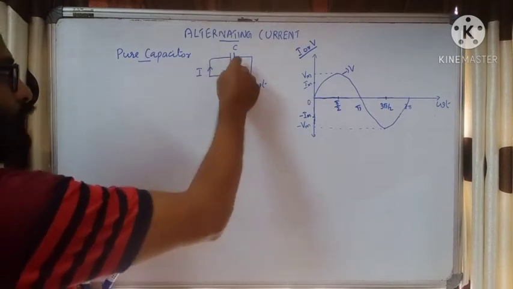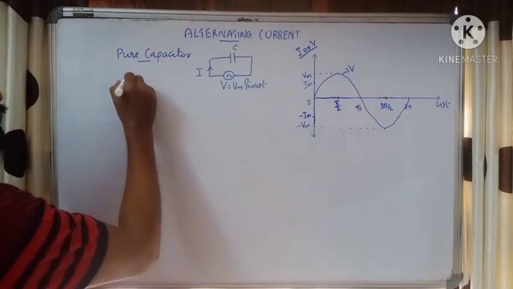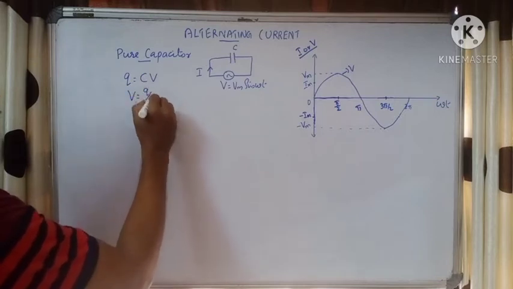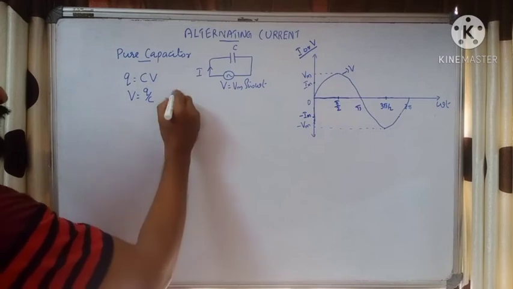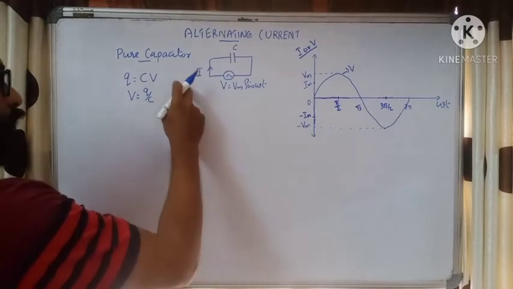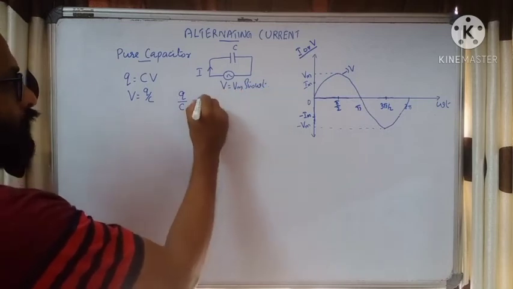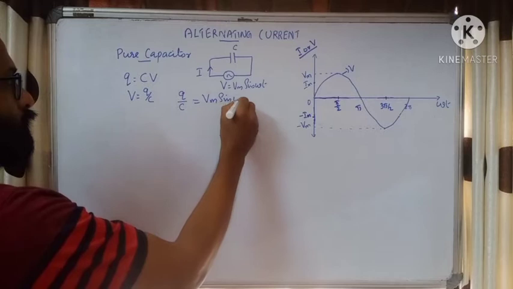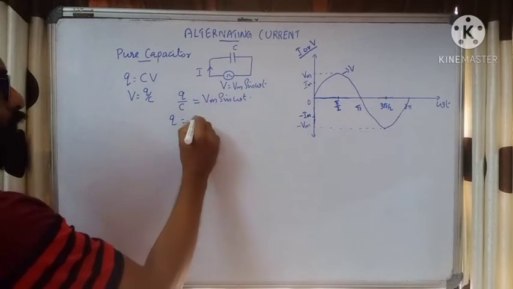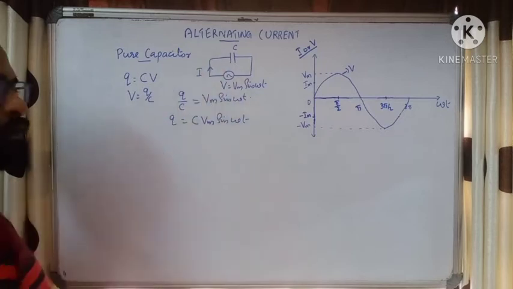Now we know that when C is a capacitance and V is the voltage applied, Q is equal to CV. The charge in the capacitor is C into V, or V is equal to Q by C. For the closed network, by Kirchhoff's law, Q by C, the capacitor voltage, will be equal to the voltage applied, that is Vm sin omega t. Now we can write, cross multiplying, Q is equal to C into Vm sin omega t. This is the instantaneous charge in the capacitor.